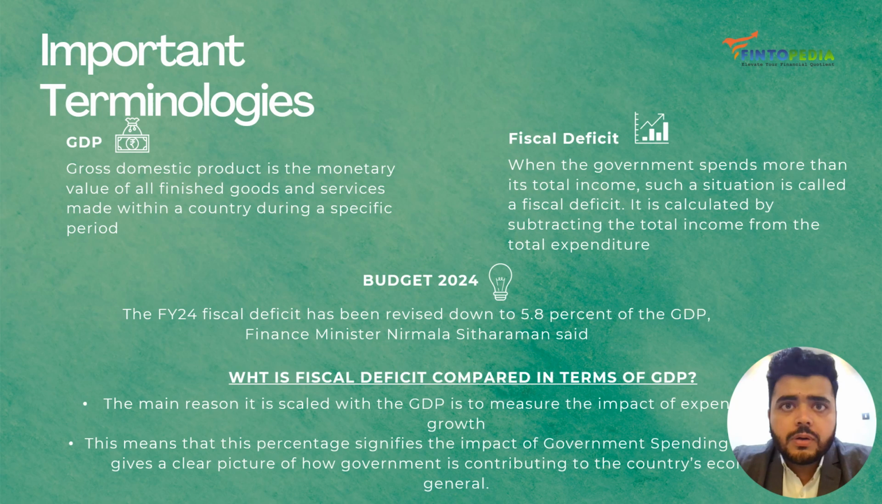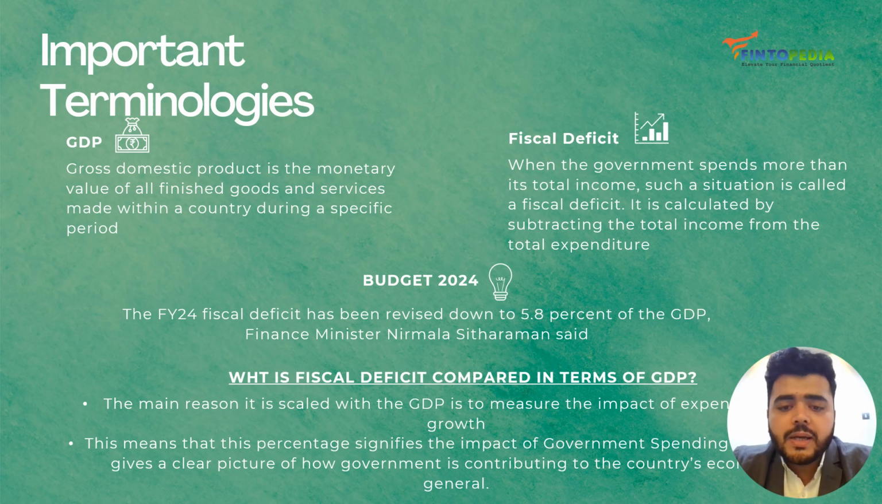So we have all heard that the finance minister speaks about the fiscal deficit having been revised to 5.8% of the GDP. Finance Minister Nirmala Sitharaman said. Why is that the case? What I'm trying to ask you guys is, why is it that fiscal deficit is always measured in terms of GDP? Why is this the comparison?